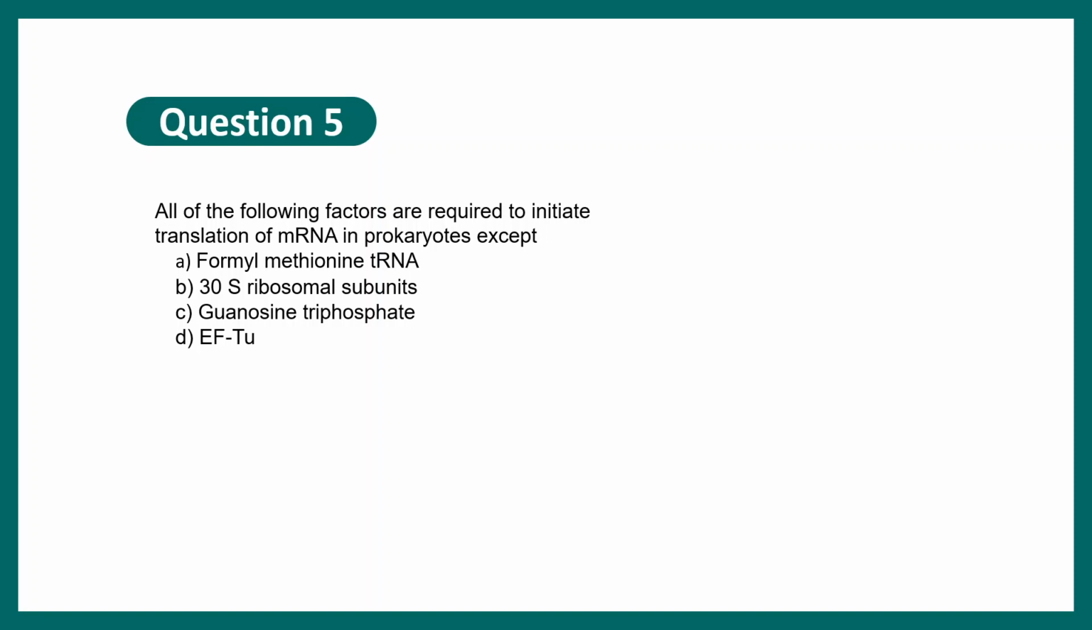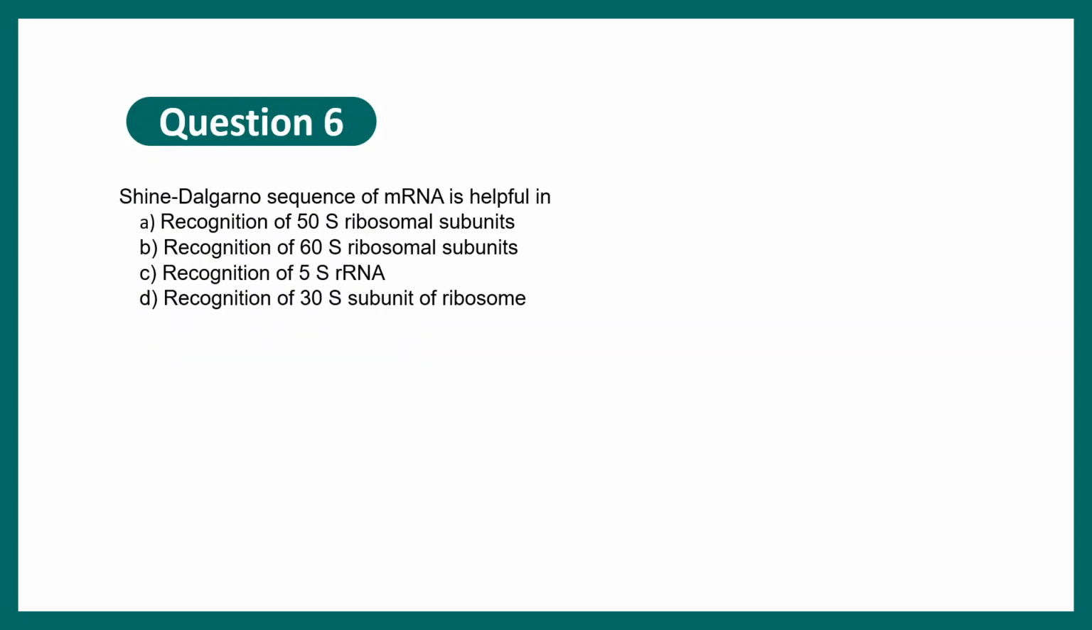Question number 5. All the following factors are required to initiate translation of mRNA in prokaryotes except: formyl methionine tRNA, 30S ribosomal subunit, guanosine triphosphate, elongation factor TU, EFTU. The correct answer is EFTU, because it's an elongation factor and it's not required to initiate the translation process. If you want to revise translation very quickly, which could be confusing to you guys, click on the link in the I button right now.